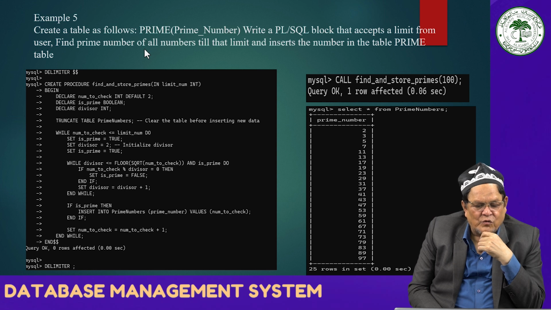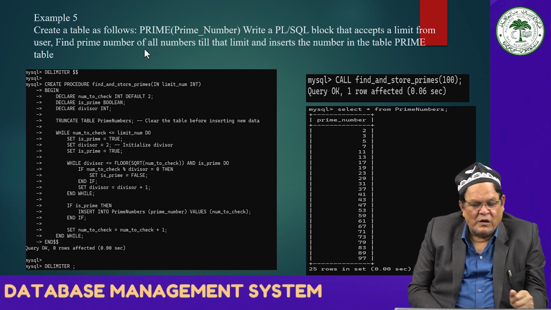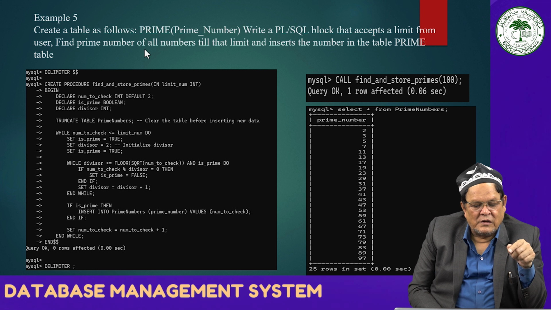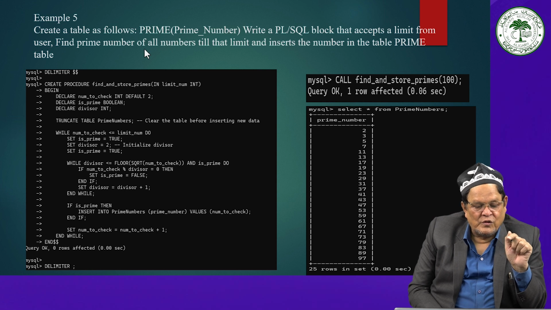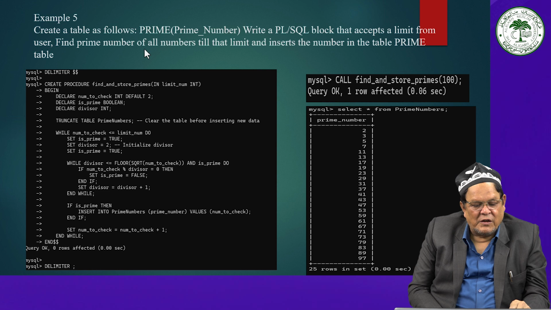Then while number to check is less than or equal to the limit, and the limit number given is 100, the while loop will continue till 100. If it is more than 100, it will stop. And then here set is the prime is true. Divisor is 2, and set the prime is true while divisor is less than or equal to the square root of number to check.